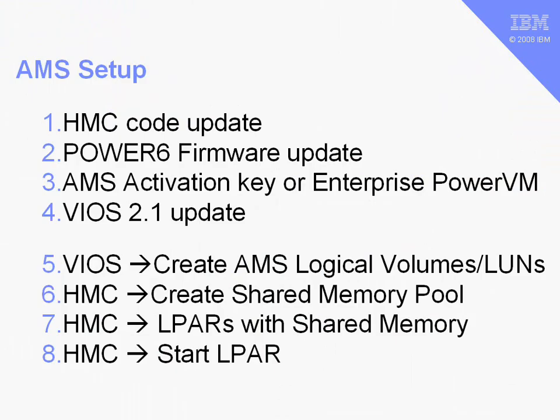Now, if we have an older Power 6 machine that came out before AMS was available, then we'd have to update the HMC to the required code to support AMS. Same with the firmware for the machine. Then we'd have to add the AMS activation key. This comes with Enterprise PowerVM. And then we have to upgrade the VIO server so that it supports AMS as well. If you're setting up a machine after AMS has come out, you may already be at these latest versions.